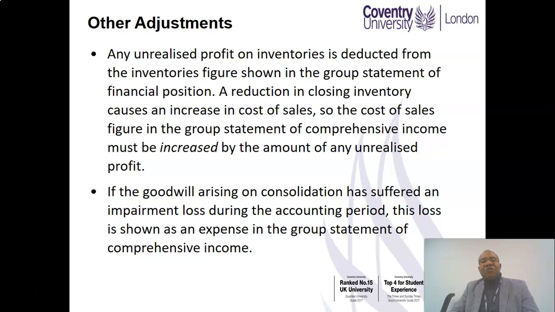There are other adjustments that we need to bear in mind. Most especially is that relating to sales. Let's take, for example, Company A makes a sale to Company B, and the item sold to Company B was acquired by Company A at £10,000, and this was then sold to Company B at £12,000.